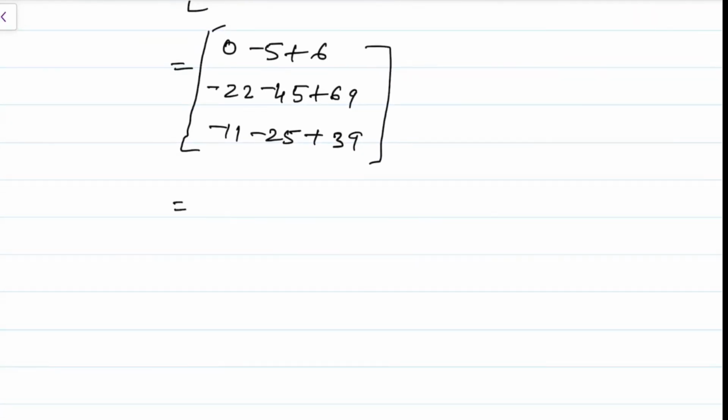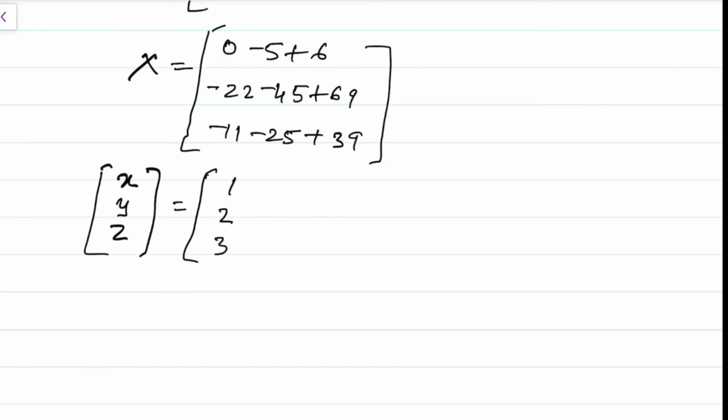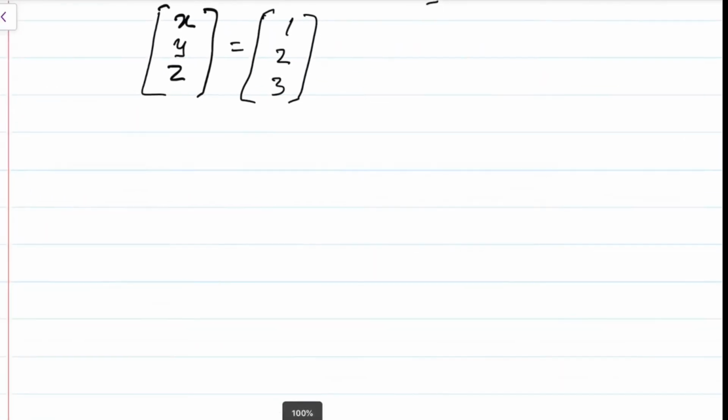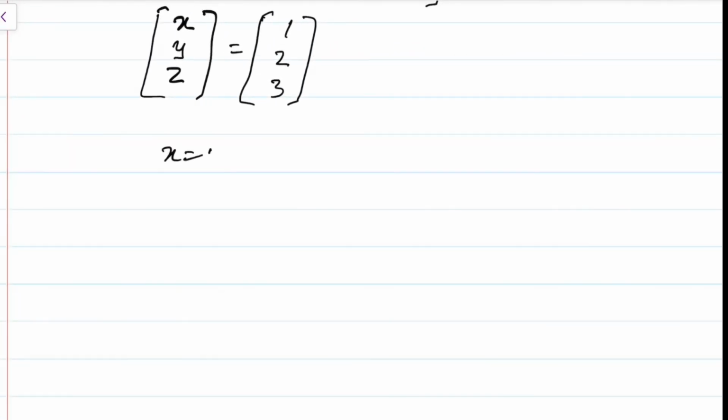So the sum will be 0 minus 5 plus 6, 1; minus 22 minus 45 plus 69, 2; minus 11 minus 25 plus 39, minus 36 plus 39 is 3. So x, y, z equal to 1, 2, 3. So x is equal to 1, y is equal to 2 and z is equal to 3. So this is the solution of this system of equations.